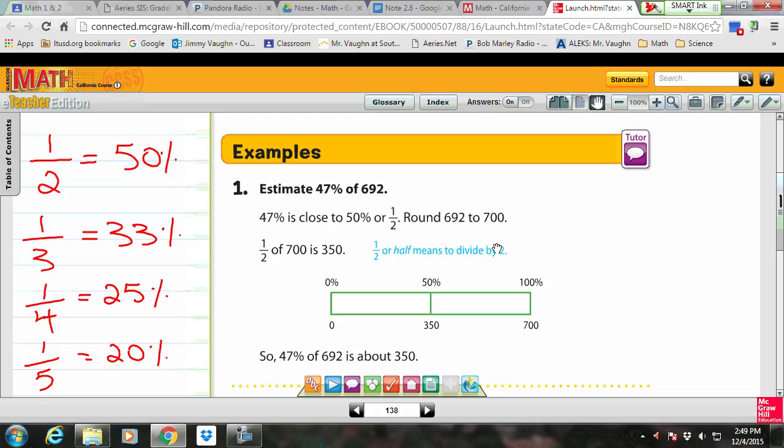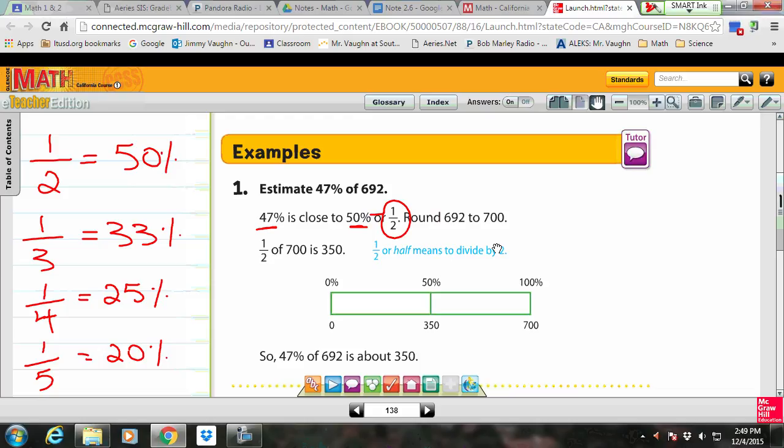So take a look at example number 1. Estimate 47% of 692. So what you're doing is you're estimating. You're not finding it exactly. And 47 is close to 50%. 50% is equal to 1/2. So that's the first thing you do, is get your percent close to a fraction that you can work with.